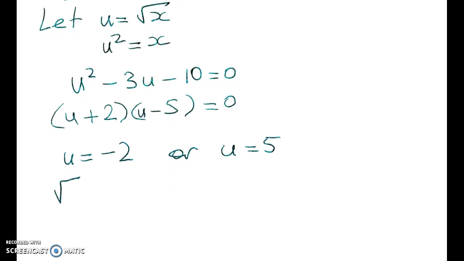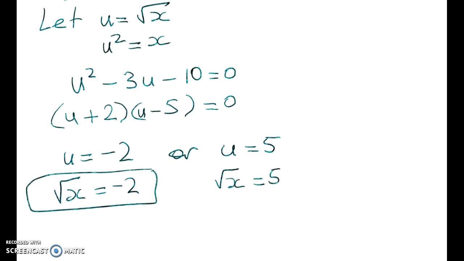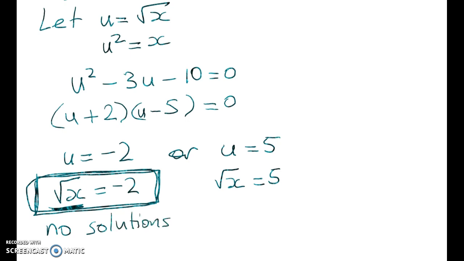But u is equal to the square root of x. So let's think, are there any numbers for which, any values of x for which this thing is true? No, there aren't. By definition, the square root of x has to be a positive number, so this one's going to give me no solutions. This one here, though, is going to give me the following solution. If I square both sides, x is equal to 25.